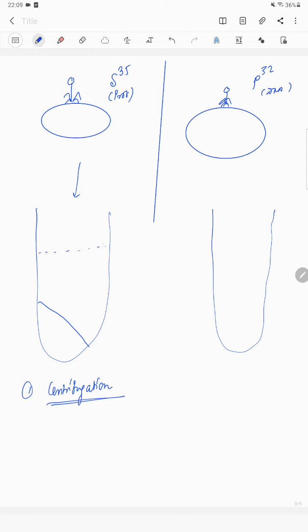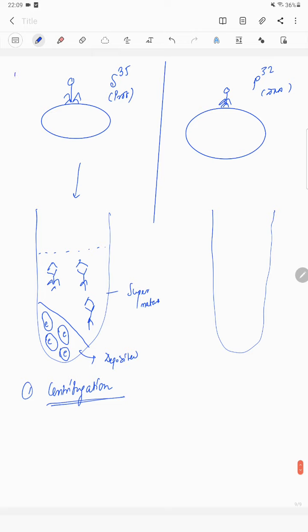Now we know that bacteria generally have a higher body weight, so the bacteria are going to deposit below, is it not? That is, E. coli is going to deposit below, and we know that the bacteriophage generally has lesser weight, so this bacteriophage is going to float above. So this constitutes the deposited part and this constitutes the supernatant, isn't it?